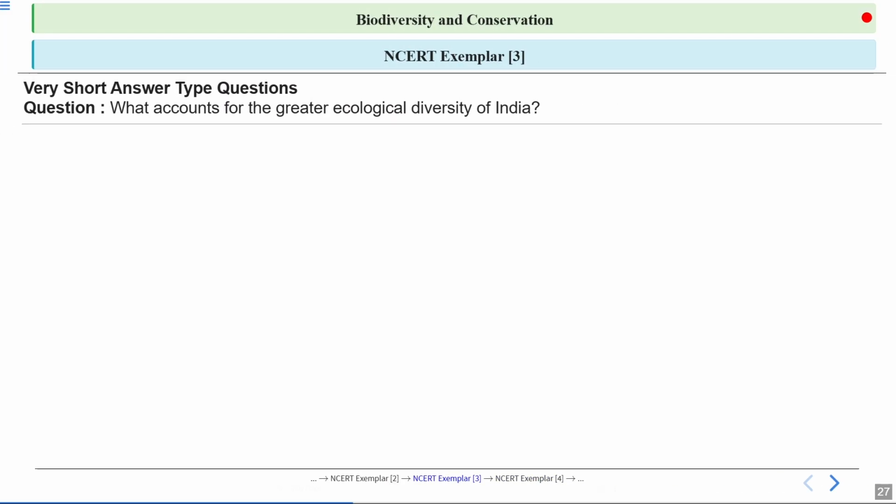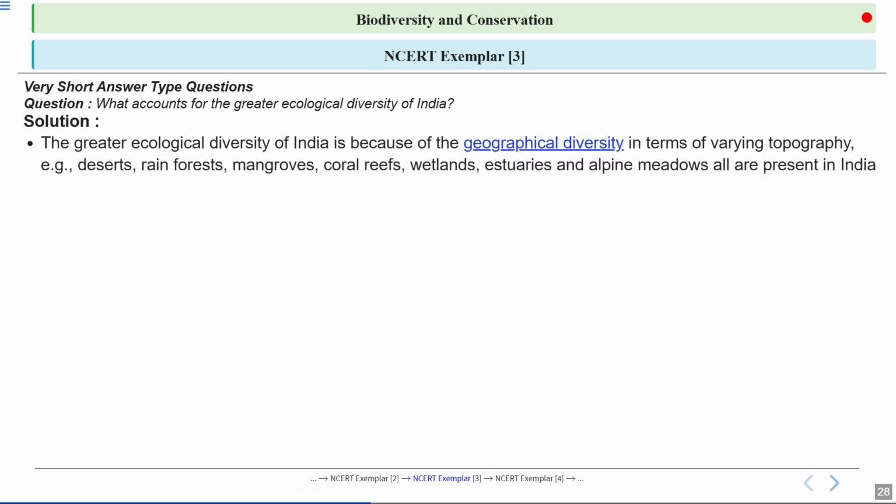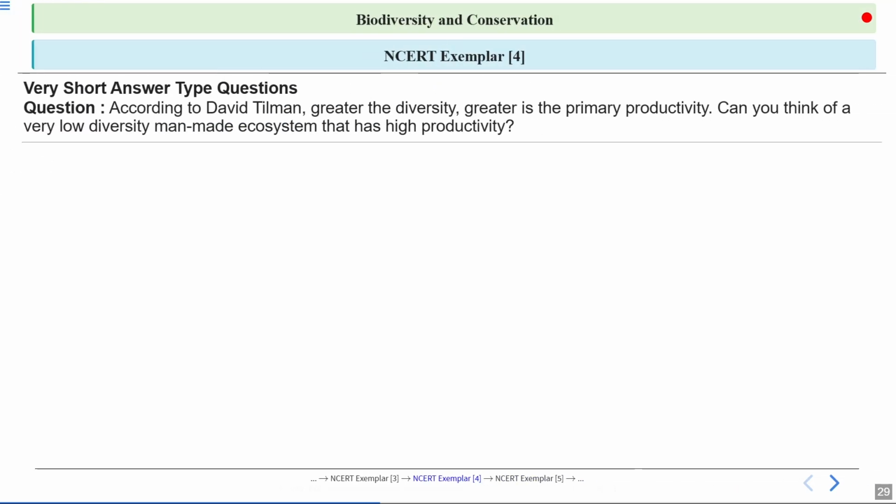Next question is, what accounts for the greater ecological diversity of India? Let's have a look at the answer. The greater ecological diversity of India is because of the geographical diversity in terms of varying topography. For example, desert, rainforests, mangroves, coral reefs, wetland, estuaries, and alpine meadows all are present in India. So this results in building of different varieties of ecosystem with greater ecological diversity.